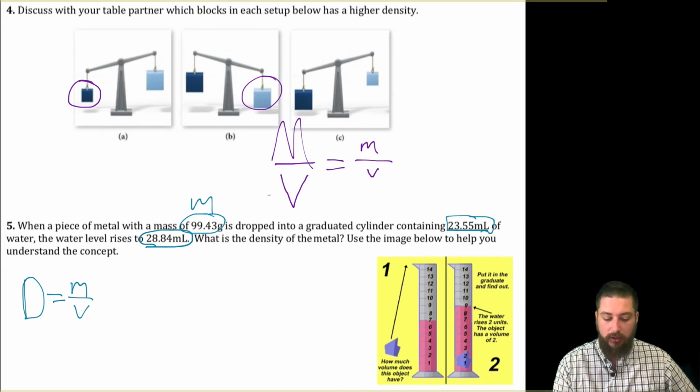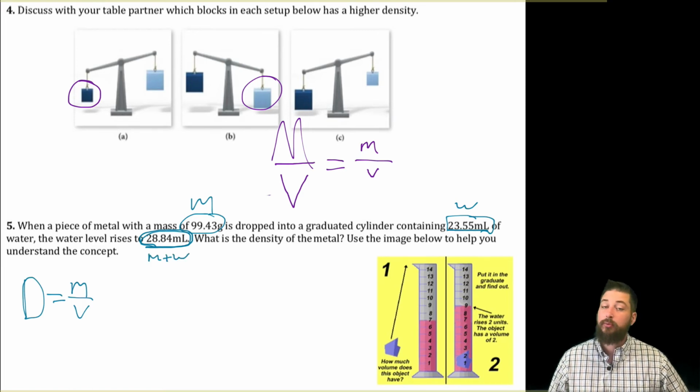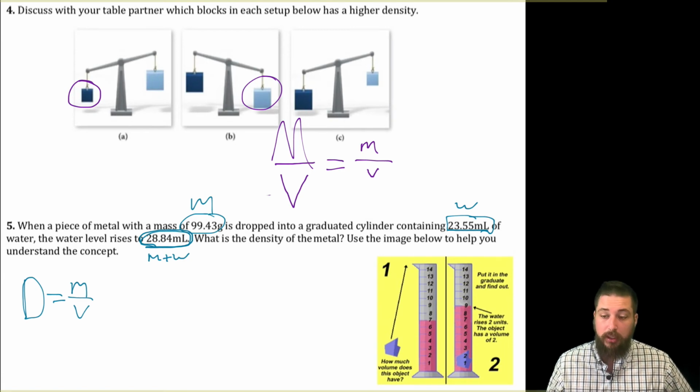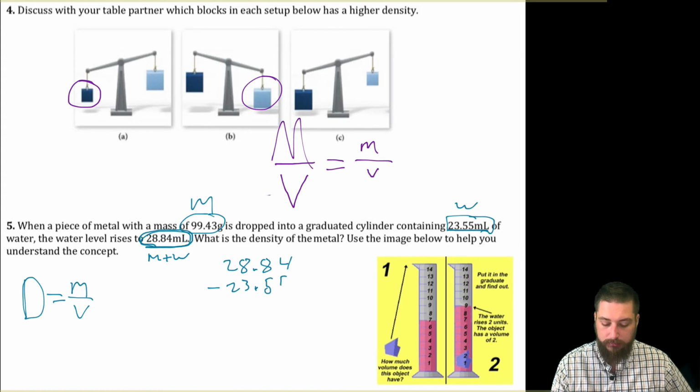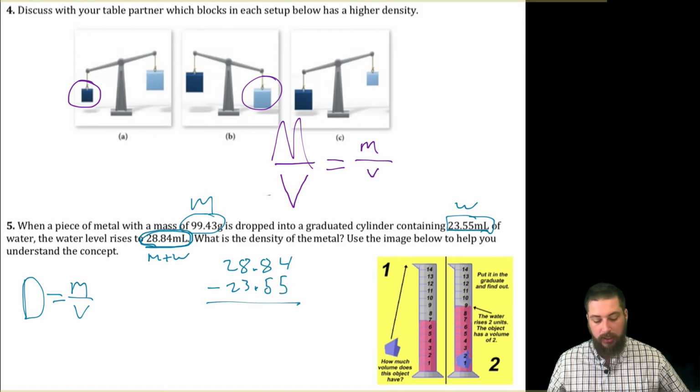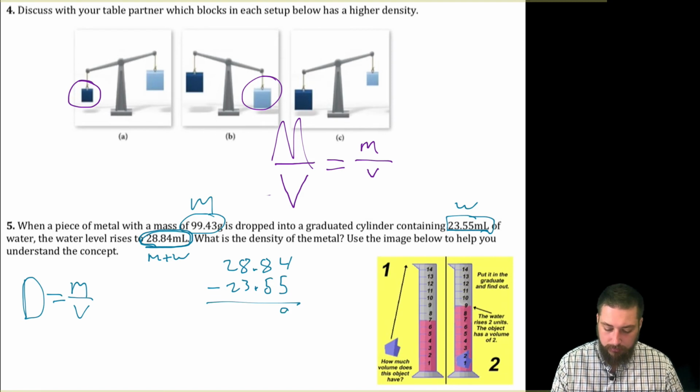And then it gives us the volume of the metal in the water. So again, this is the water. This is the metal in the water. So how might we figure out the volume of just the metal? Well, we can take the volume of the metal and the water and subtract the volume of the water. And when you do that, we end up with 5.29.